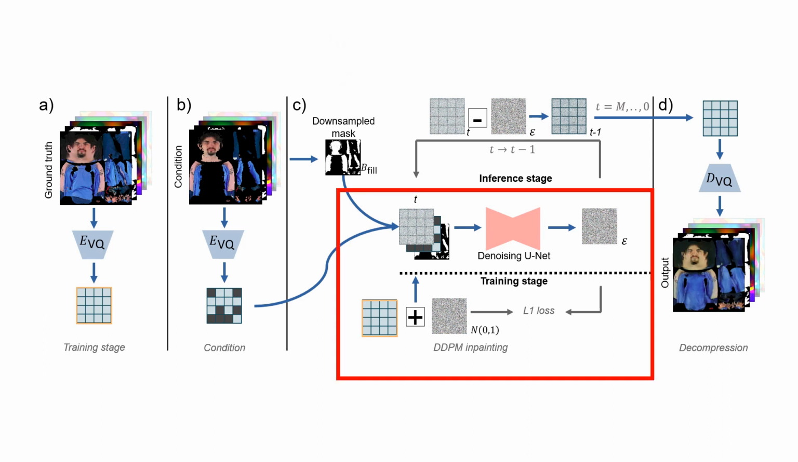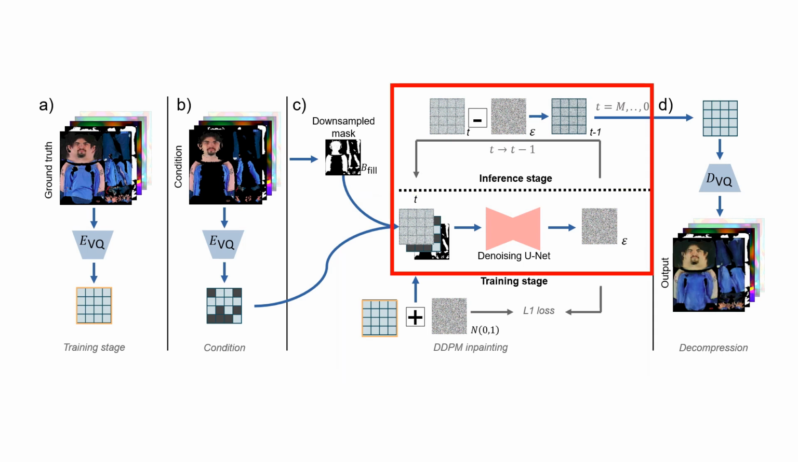On each training step we train the denoising network to predict noise from the noisy target image. As usual, noise magnitudes correspond to uniformly sampled denoising steps T. During inpainting, the denoising model iteratively generates inpainted texture starting from pure noise.